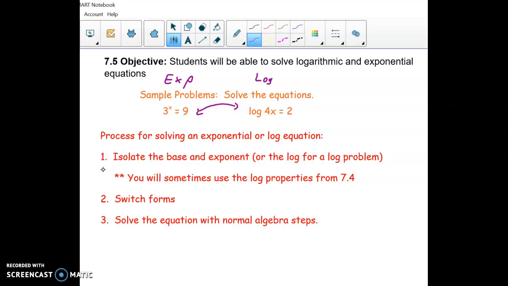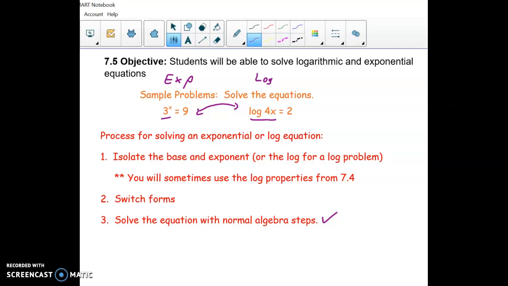A more detailed list of steps is you want to isolate it first. Like these ones, the log is already isolated or the base exponent's already isolated. But sometimes you'll have to do something to get it alone first. Then you're going to switch forms, and then from there it's just regular algebra steps, and it should be okay. In notes today, you can write down these steps if you want, or you can reference them on the PDF notes, and then more importantly, get the examples down.